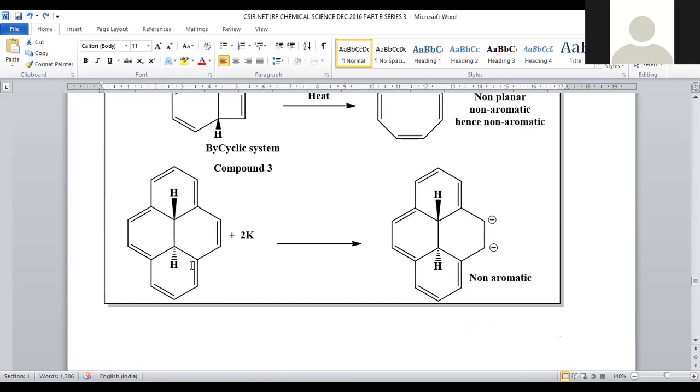Now let us move on to the last compound, that is the tetracyclic ring. In this tetracyclic ring, let us see whether conjugation is there or not. Double, single, double, single, double, single, double, single, double, single. The entire system is in conjugation except this bridgehead carbon atom. Conjugation is missing here, right? What we are doing is treating with 2 potassium. Potassium will release 2 electrons so that a negative charge will be generated.